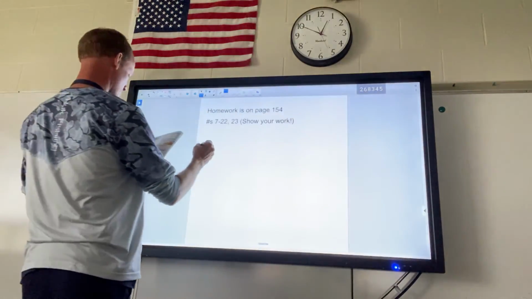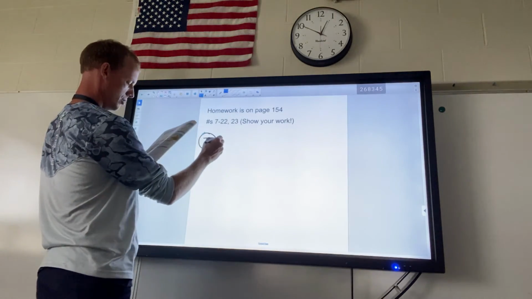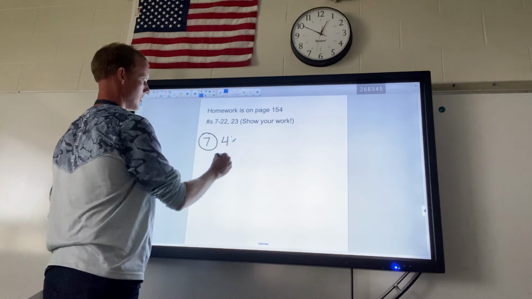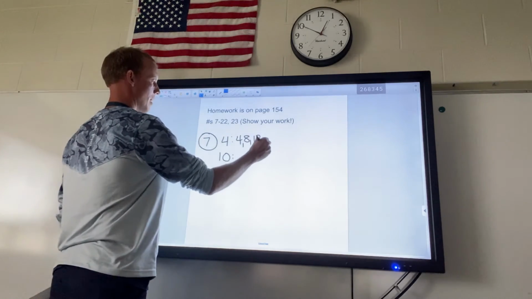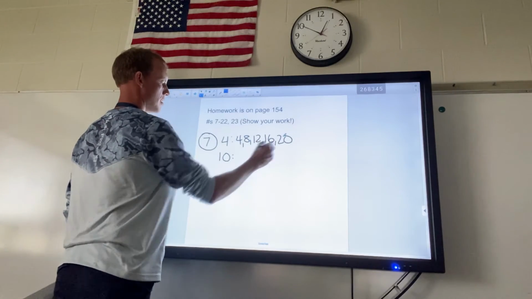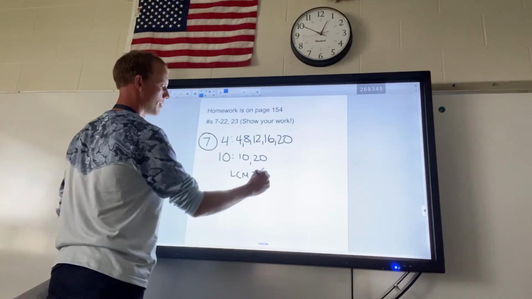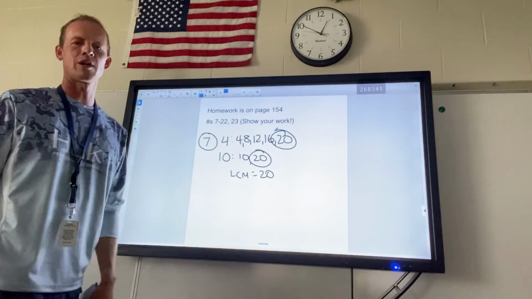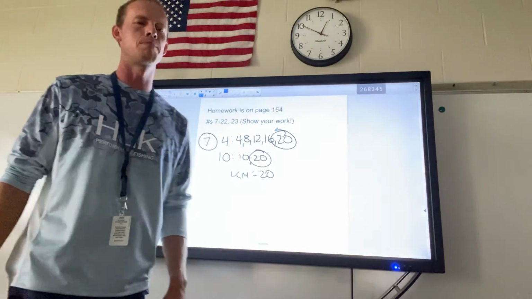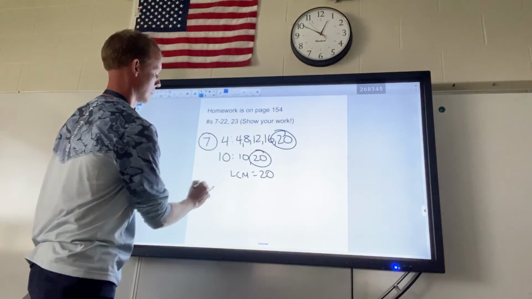Okay, so for number 7, it says find the LCM for each set of numbers. I want you to do it like this. This is what I should see. A 4 and a 10. And I should see you counting by 4s. And I should see you counting by 10s. And I'm okay with you writing it like this, or I'm just okay with you circling it. You do not have to do both, but I want to see the list. I don't want to see just the answer.